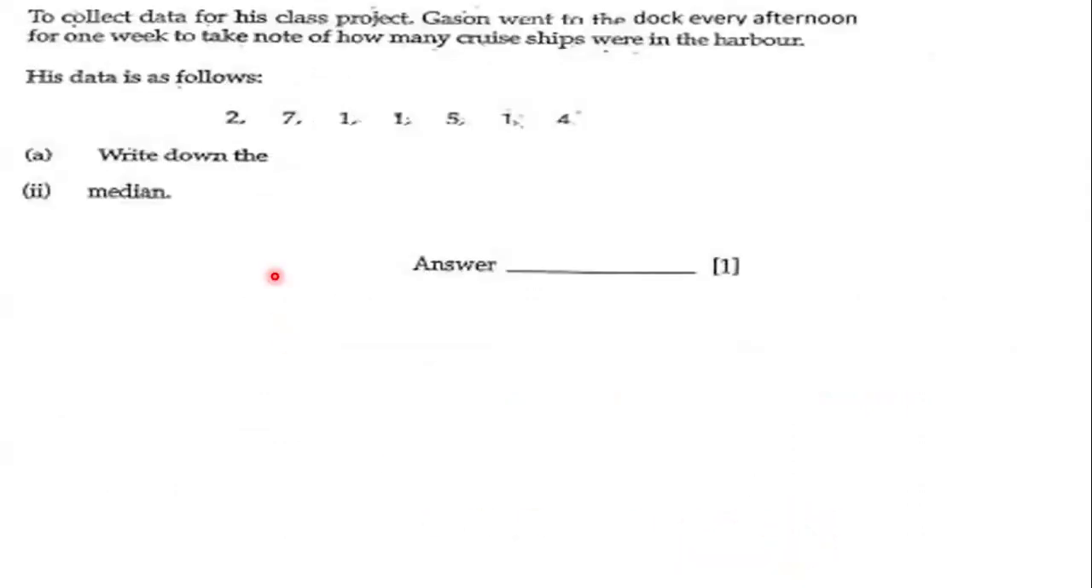Next, our goal is to write down the median. First, we're going to arrange the numbers in the dataset in ascending order from least to greatest. So we have 1, 1, 1, 2, 4, 5, and 7.